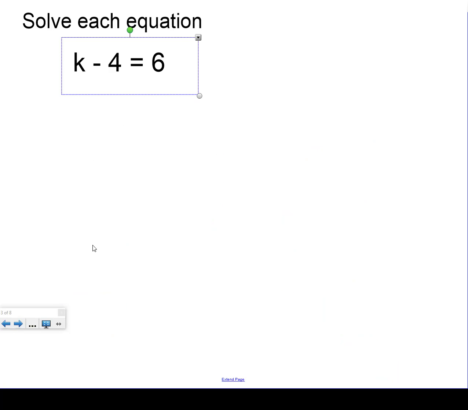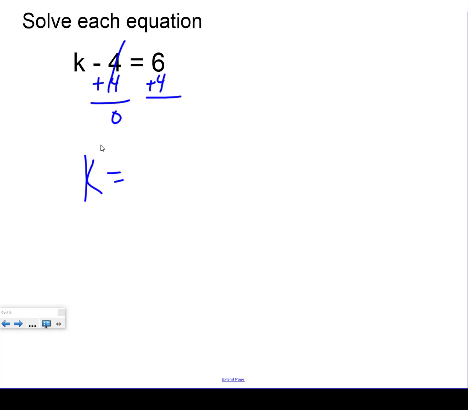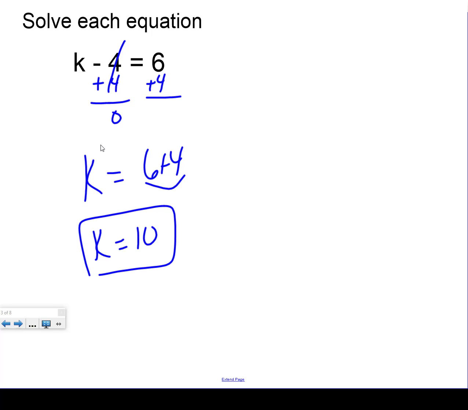Okay? All right, so when we solve, we are trying to put letters on one side and numbers on the other side of an equal sign. I want to move this 4 away from the k and move it to the other side. So I do the opposite of what I see. If I see a negative 4 or a minus 4, I do the opposite, which is to add. If I have negative 4 and I add 4, I get 0 over here. So that's what I wanted. What I did to one side of the equal sign, I have to do to the other side to keep it balanced. And so the left side becomes k and the right side becomes 6 plus 4. Well, 6 plus 4 becomes 10. And so k equals 10.